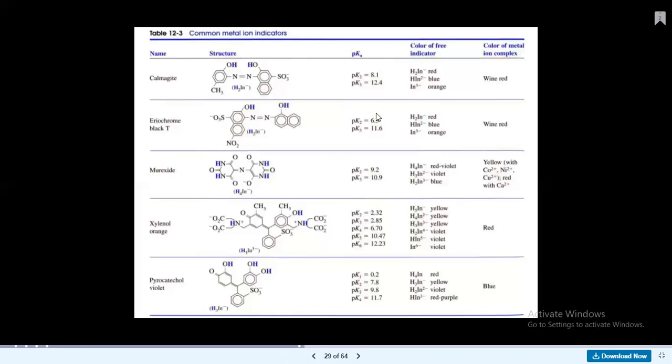Eriochrome Black T has different pK values, 6.3 and 11.6, and mostly works in between, which is the blue color. We need a wine red coloration that is nearly at pH 11. It shows the blue coloration. The indicator, after losing one hydrogen from three hydrogens, shows a red color; with two hydrogens lost, a blue color; and with minus 3, its color is orange. With the complex formation, it has a wine red color.